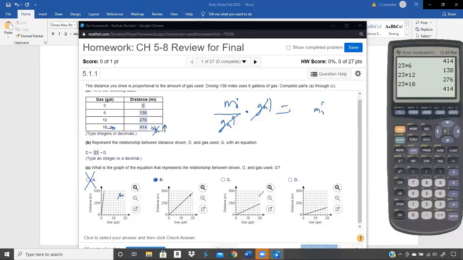Go right 18 and up about 400. So that looks wrong. Go right 18 and up about 400. And that looks wrong. So yes, it is B.